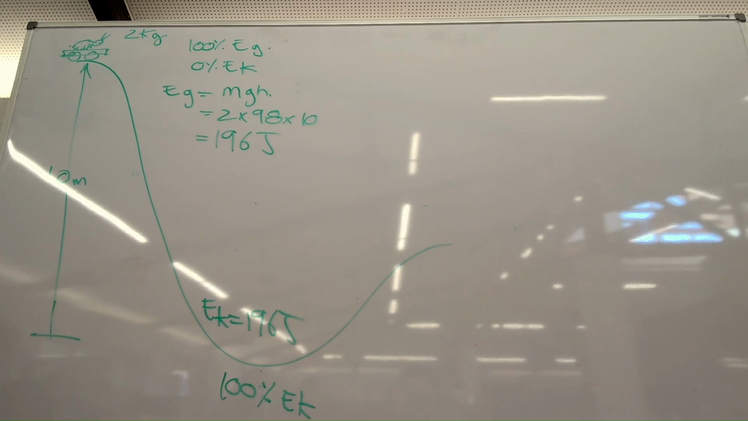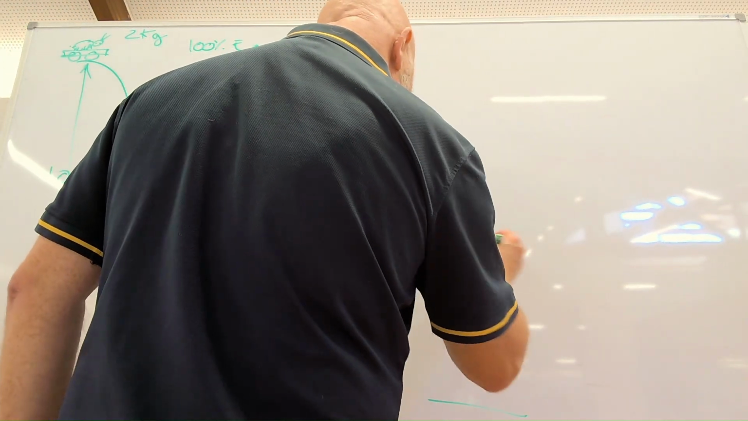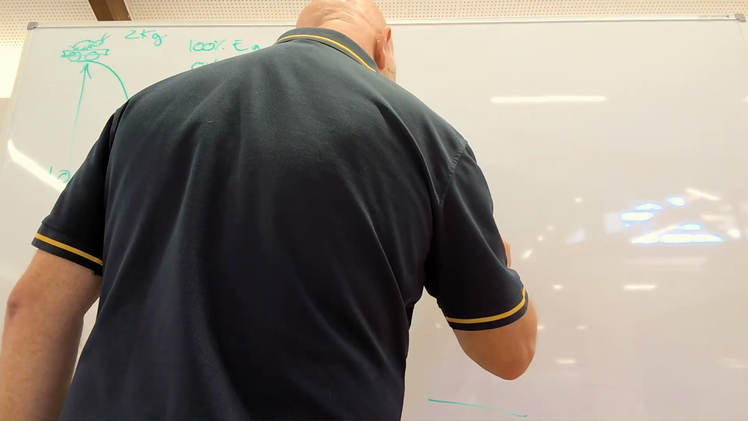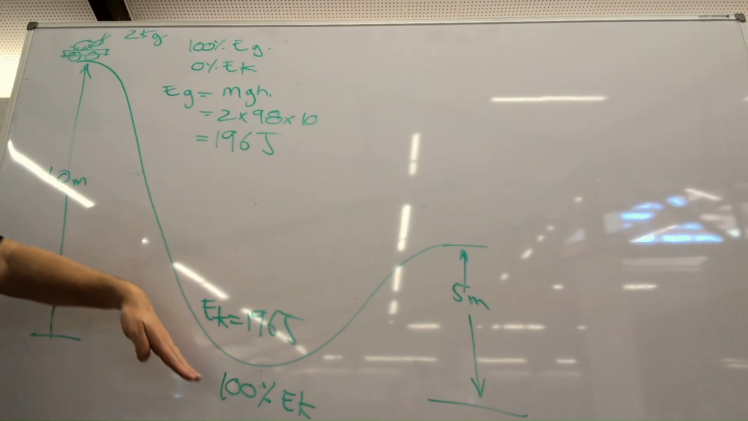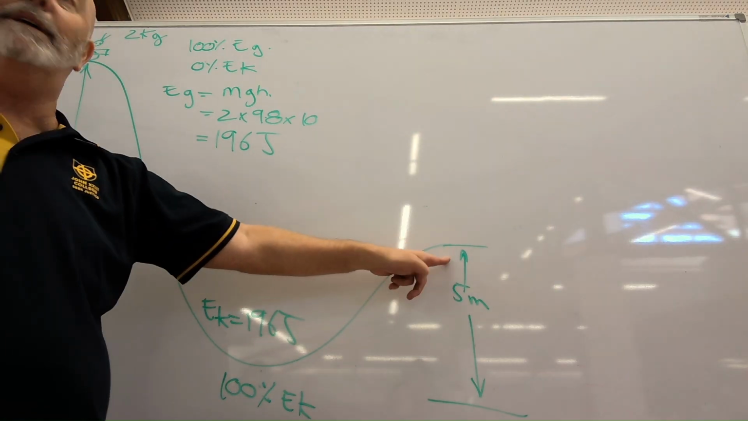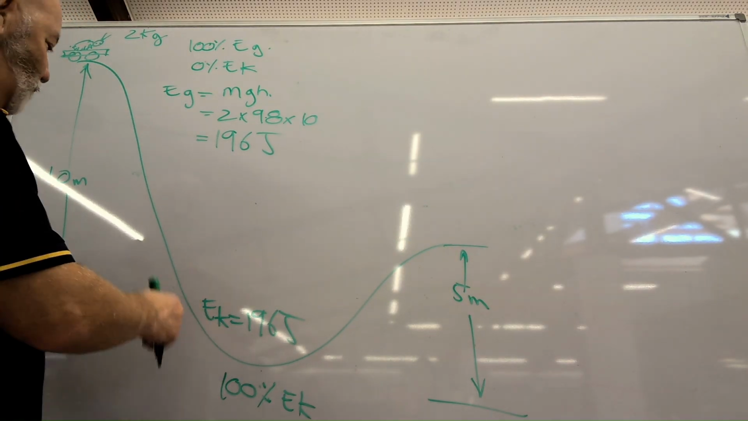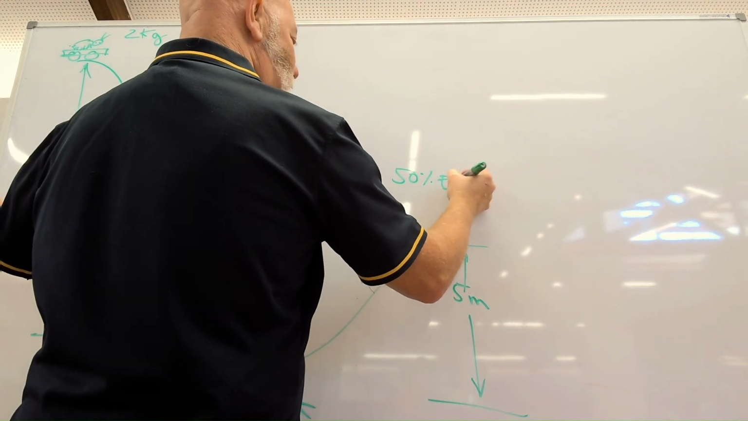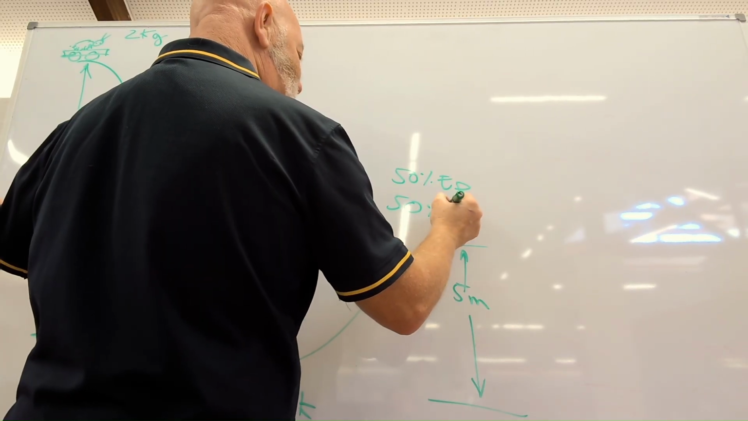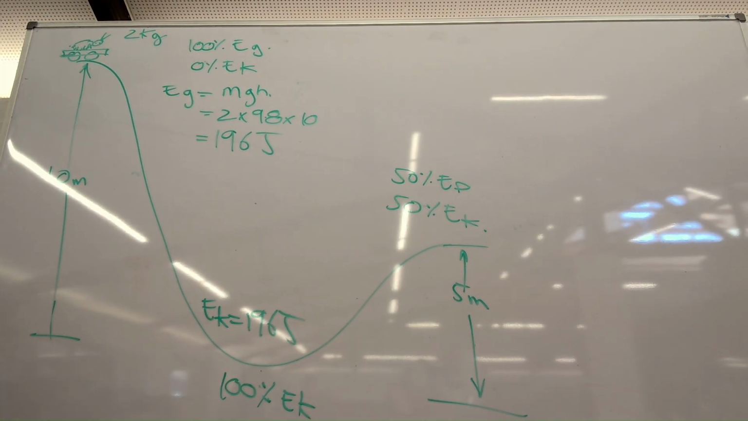But here's a sneaky bit. Here's a sneaky question, a hard sneaky question. If this here, from there to there, is 5 meters. So it's gone down the bottom here, it's rolling really quickly, and it goes back up the hill to something that is halfway. It's going to have 50%, so it's been returned 50% EP, and we know that we're still going to be moving, and we're going to have 50% EK. It's gone back up again.